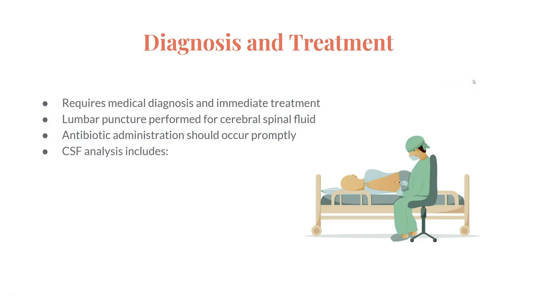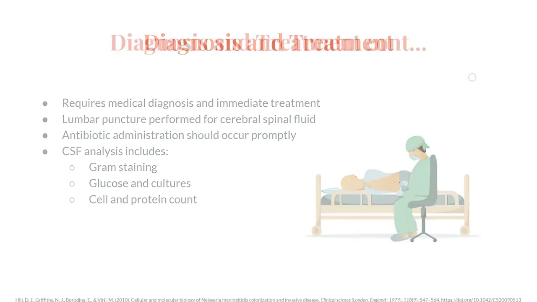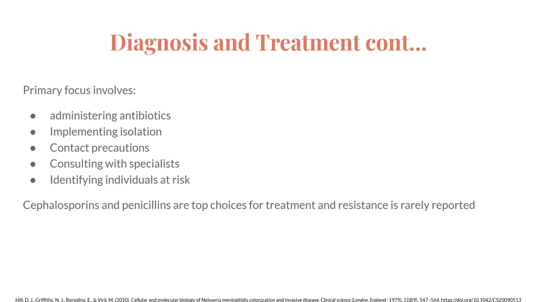outcome. In the CSF analysis, that does include things like gram staining, glucose in different cultures, cell and protein count, plus some others. And that treatment, as I mentioned, does primarily focus involving the antibiotics, implementing isolation, putting in contact precautions, then consulting specialists, and then identifying any individuals at risk that may have been in contact with you. And these two different medicines here, they are the top choices for treatment because it has been shown to have great outcomes and that resistance is rarely reported.